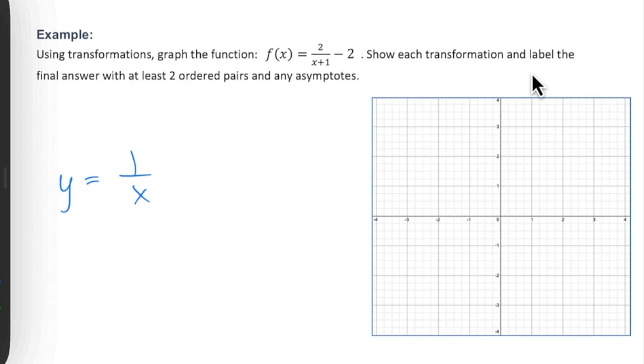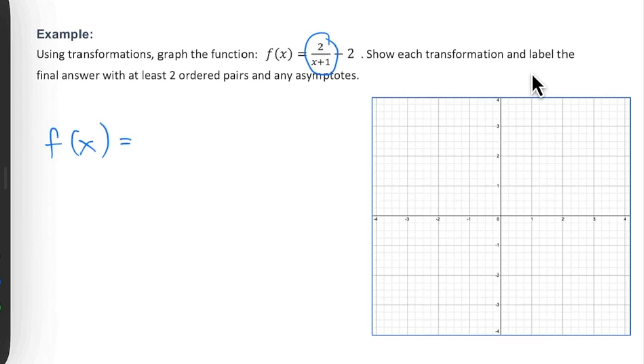Now, we can see that we have some shifting here. We've got a left 1 shift and a down 2 shift, but this 2 in the numerator here is going to be a stretch, a vertical stretch, which is a little bit harder to notice in its current position. But if we rewrite f of x as, instead of 2 over x plus 1, we could write that as 2 times 1 over x plus 1.